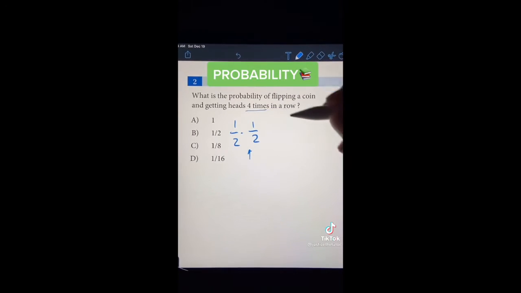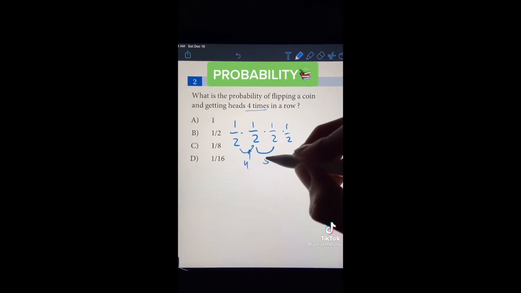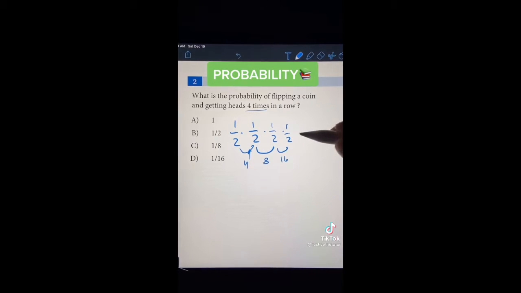And since it wants 4 times in a row, we're just going to have to do this 4 times. So 2 times 2 is 4, 4 times 2 is 8, 8 times 2 is 16. So the probability would be 1 over 16, which is D.